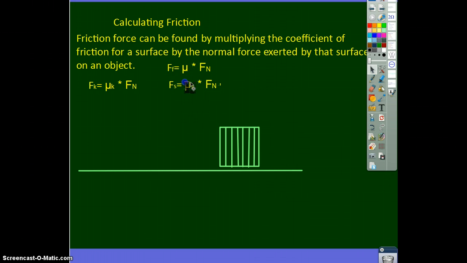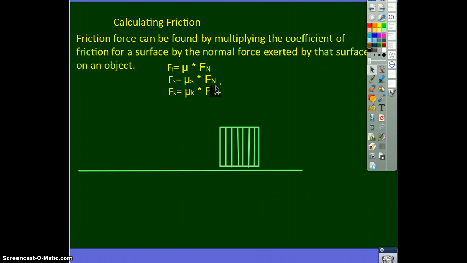Now you'll notice that these formulas are exactly the same, because they are. The force of static friction is equal to the coefficient of static friction times normal force. The force of kinetic friction is equal to the coefficient of kinetic friction times normal force. They are the same equation, folks. The difference is, are you talking about static or are you talking about kinetic?